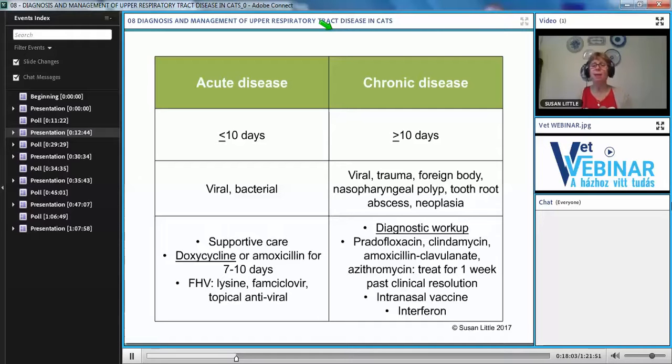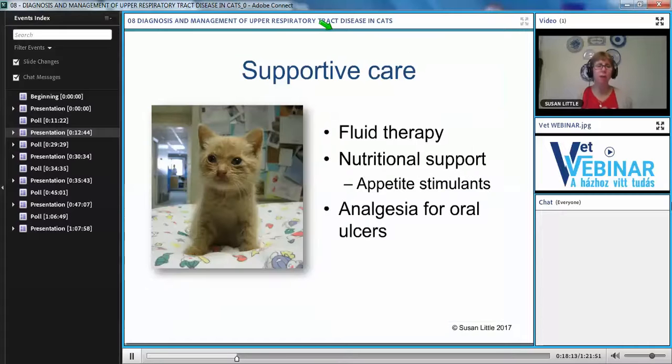Versus the chronic disease cases, we're going to be much more diagnostic workup focused, and then we're going to change our antibiotic choice in those cats as well. So that's why I divided up into acute versus chronic disease. So I did mention supportive care, especially for the acute cases. They might need fluid therapy. Some of these little kittens, and sometimes even older cats, with acute disease have not been eating and drinking. They have fluid losses, so they might need intravenous or subcutaneous fluid therapy.